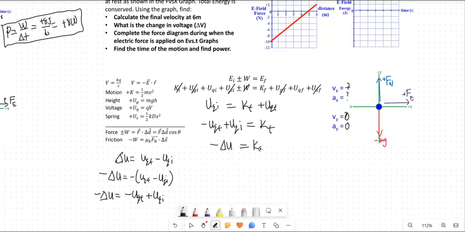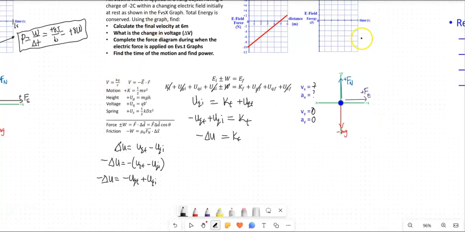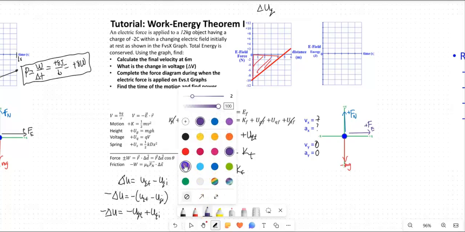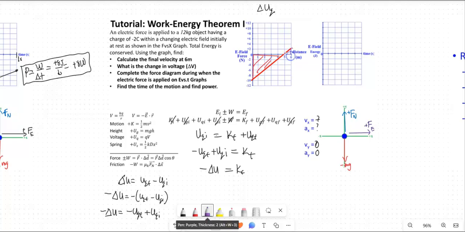So what we know from here is that the area relative to this, this is delta U, incidentally. This total area, which is going to be the area underneath this line right here, this area plus this area right here, that is U sub Q. Okay, so here we go. Let's figure out those areas.